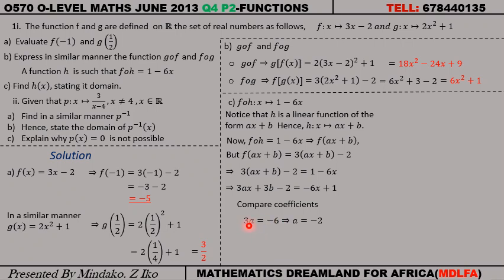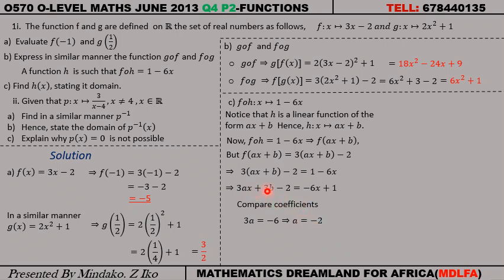If I divide all through by 3, according to subject of the formula, I'm going to have a equal to negative 2. I can also recommend that you watch the video on the subject of the formula so that you know how to make a the subject from here. So that is for the first part.